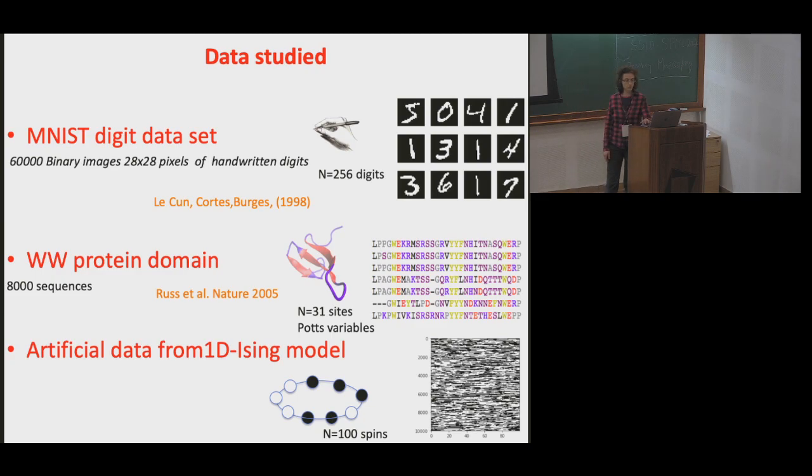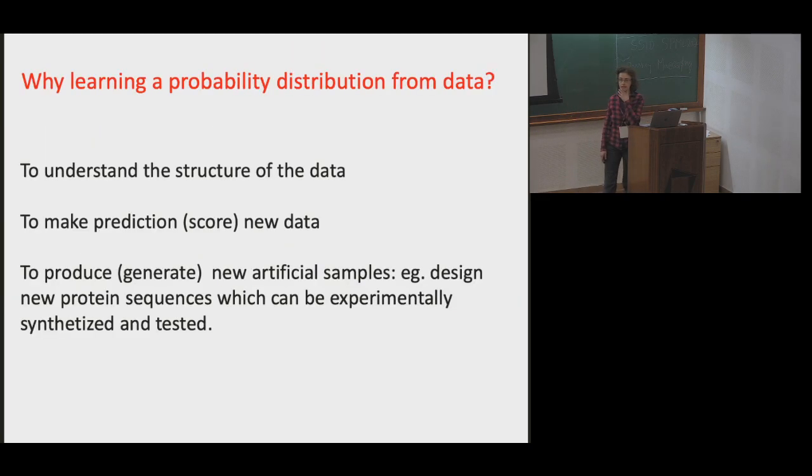Why do we want to learn from this data a model, or a probability distribution? Because we want to understand the structure of the data. We want to make predictions, in the sense that if we have a model, then, for example, for a family of protein sequences, if you give me a new sequence, or a mutated sequence with respect to the known one, I can give you the score, so the probability that this new sequence is a good sequence for this protein.